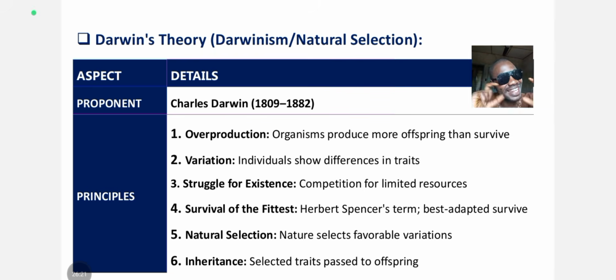So nature selected that variation or that organism. As simple as that. So the final step is inheritance: selected traits are passed to offspring. All those traits acquired through natural selection are passed to offspring.